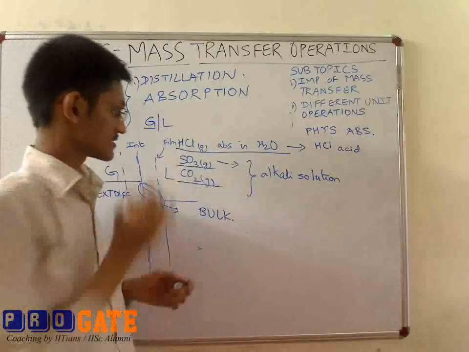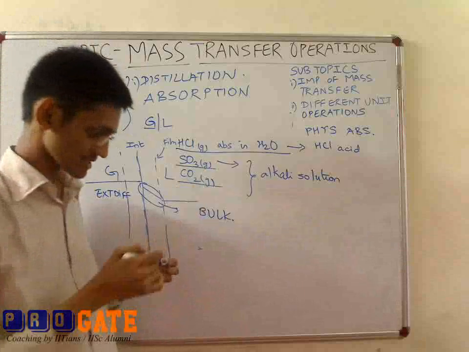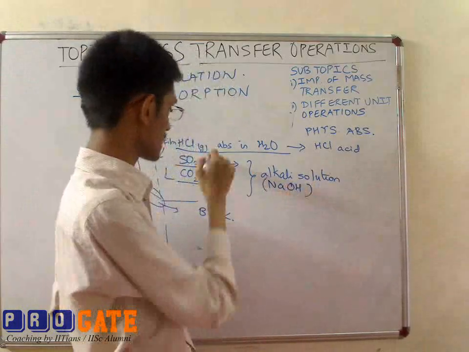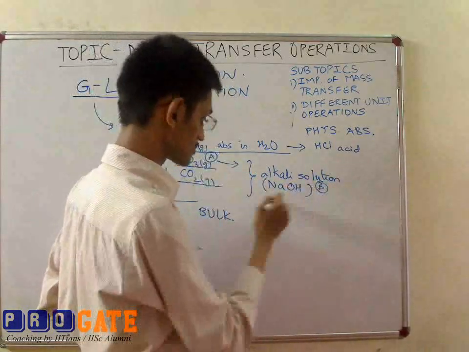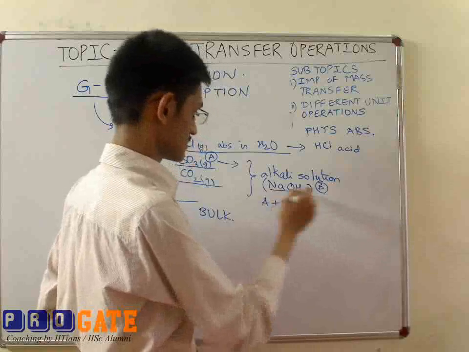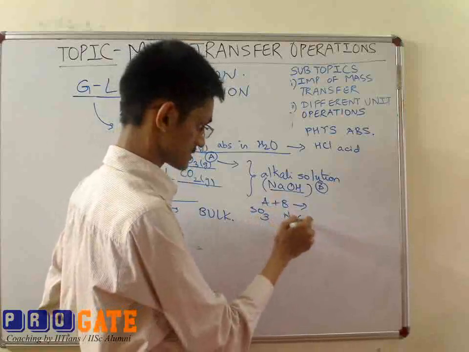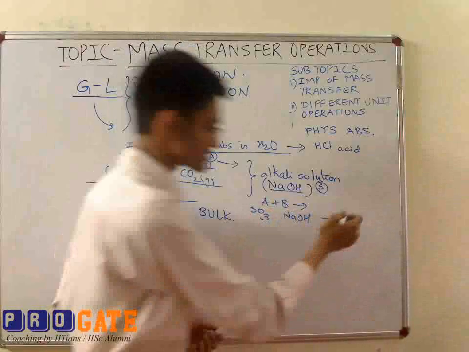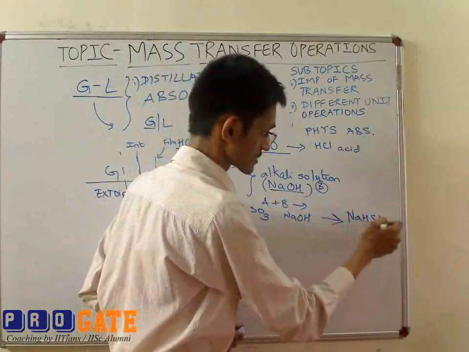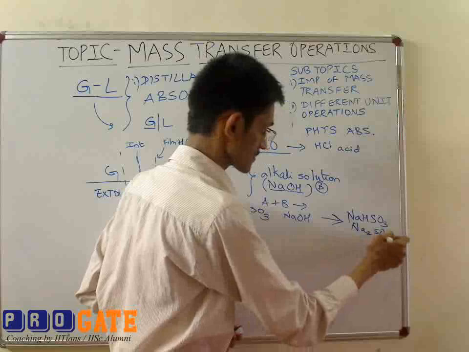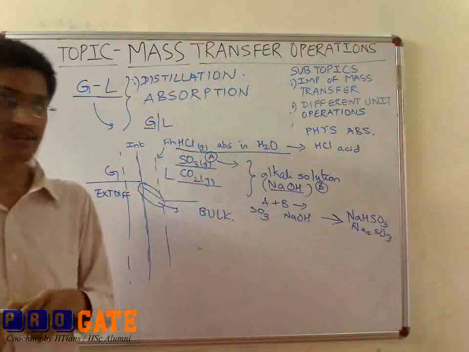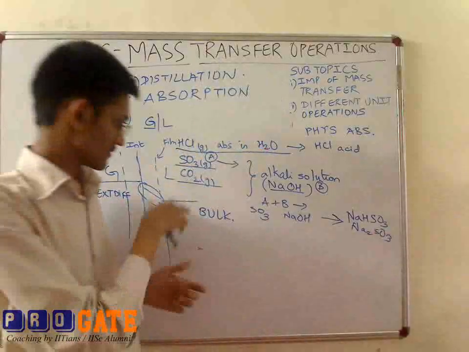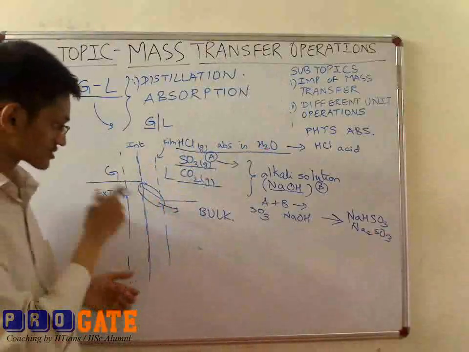When the sour gases like SO3 gas or CO2 gas are getting absorbed in the alkali solution, what we have is a component A, component B, both will react. If you take SO3 and NaOH, depending on the quantity of NaOH present, you would be having sodium sulfate or sodium bisulfate. So here we have chemical reaction taking place along with the absorption. So chemical absorption would lead to greater absorption of the solute.